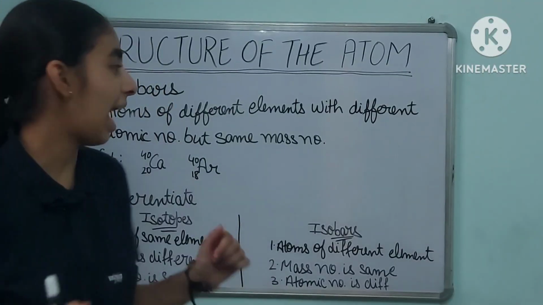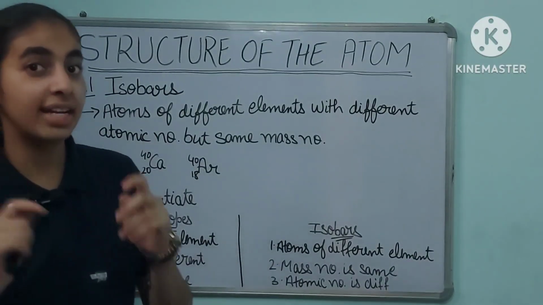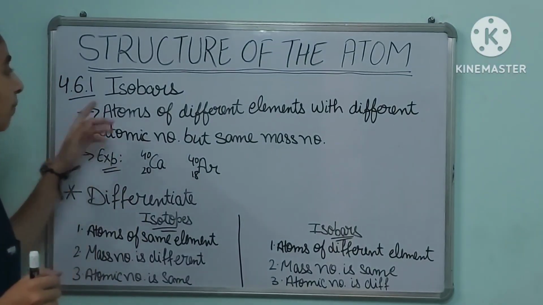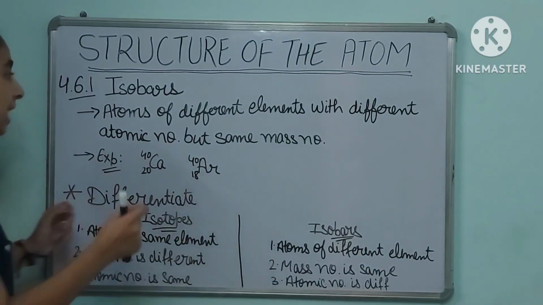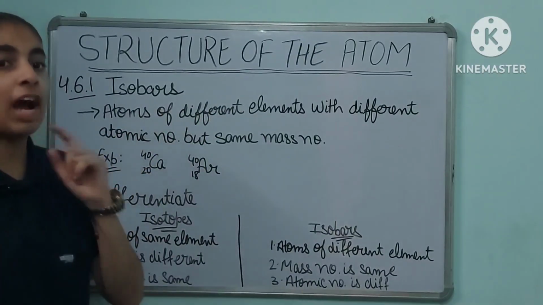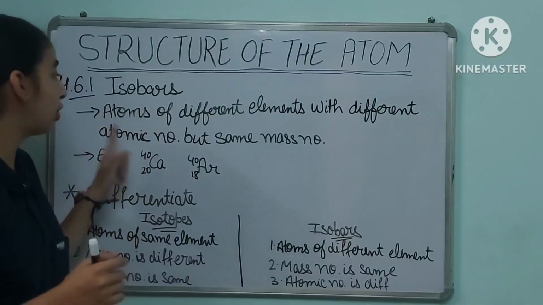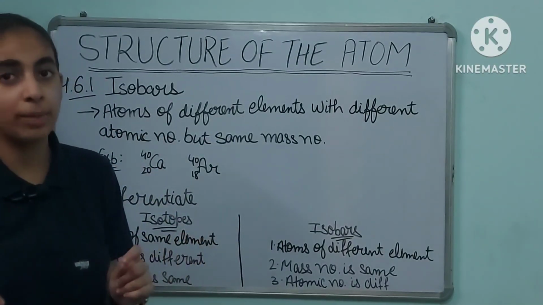Our next topic is isobars. Isobars and isotopes are related, but there is some difference between them. Isobars are atoms of different elements with different atomic numbers but the same mass number. Means the atoms are of different elements, the atomic number will be different but the mass number will be the same.